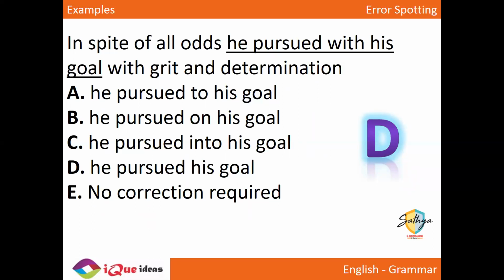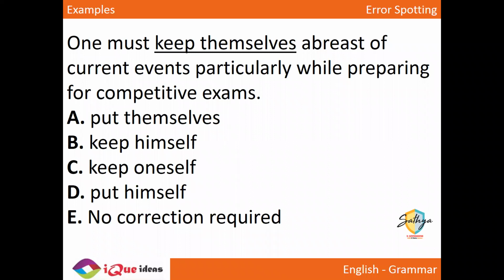To pursue something means किसी चीज का पीछा करना. So you just pursue something. You don't pursue with, on, to. ऐसा कोई भी बीच में इस preposition conjunction किसी की जरूरत नहीं है. You simply say he pursued his goal with grit and determination. Hope everybody got this one. Okay. Next. One must keep themselves abreast of current events, particularly while preparing for competitive exams.